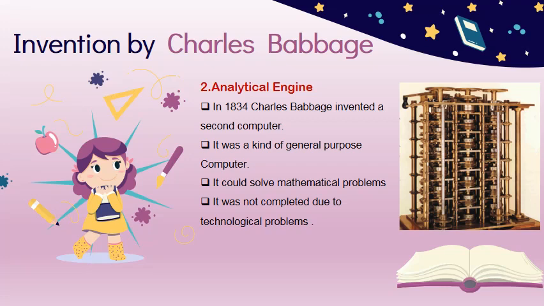Babbage named his improved version of the difference engine the Analytical Engine. It was invented in 1831. It was a kind of general purpose computer which could solve mathematical problems. It was based upon the concept of input, process, output. However, it was not completed due to technological problems.